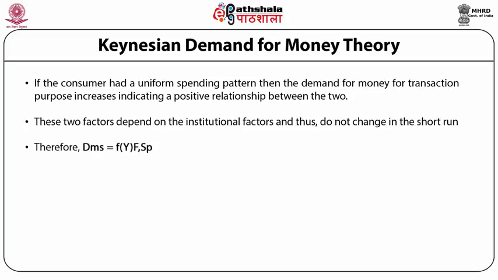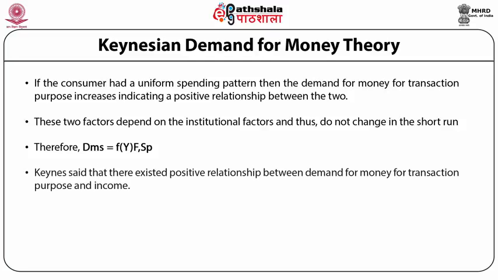Therefore, the demand for money for transaction purpose is determined by income in the short run, other factors, frequency of income received and spending pattern, remaining constant. This is given below as DMS is a function of Y, where F and SP remain constant. Keynes said that there existed a positive relationship between demand for money for transaction purpose and income.